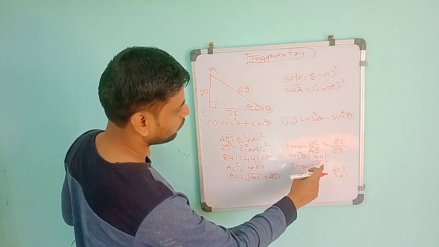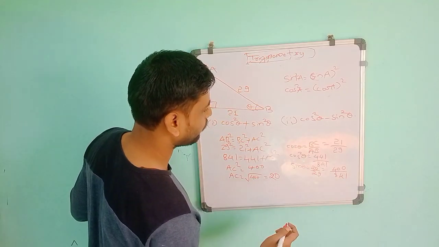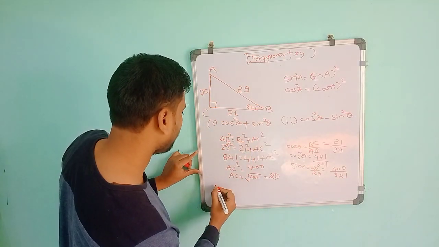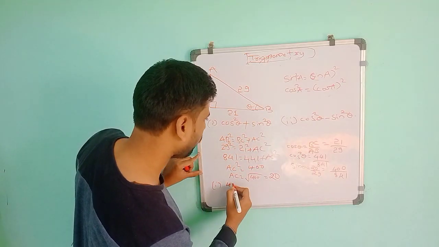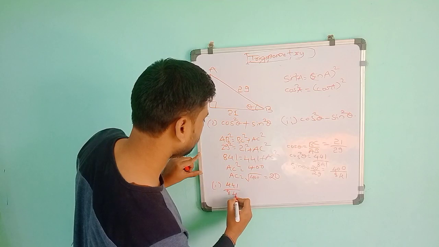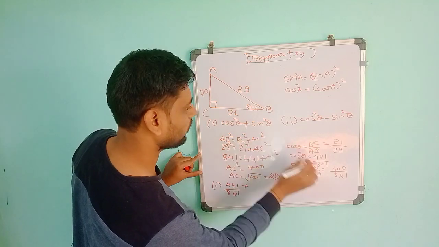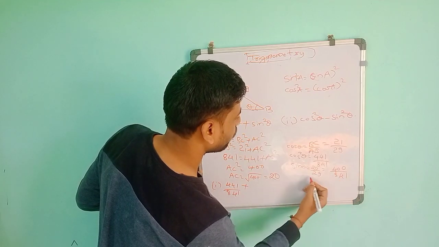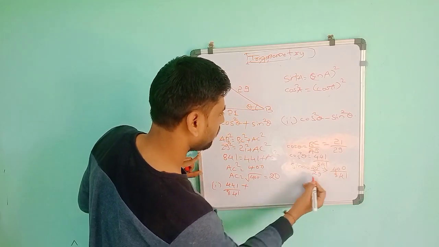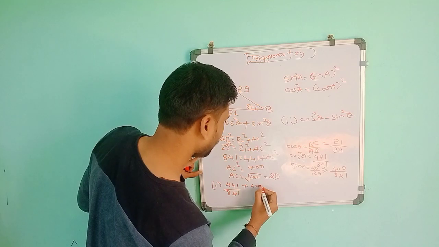So you got the value. This is 441 by 841. This is 400 by 841. What did they give for the first condition? Cos square theta plus sin square theta. So cos square theta is 441 divided by 841, plus sin square theta. Sin square theta is this one, 400 by 841.